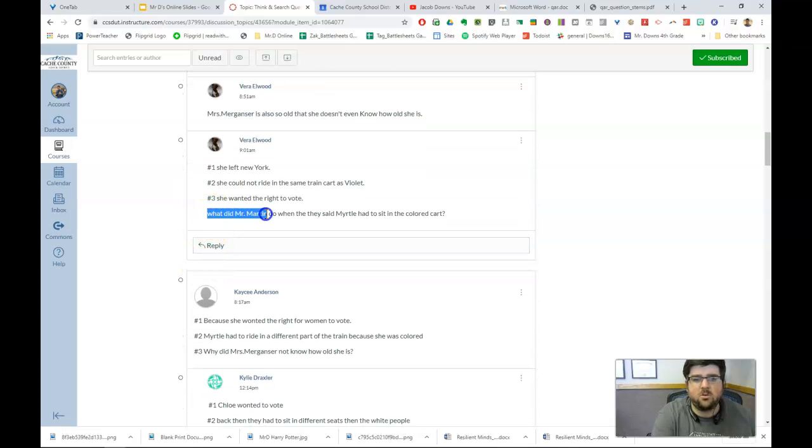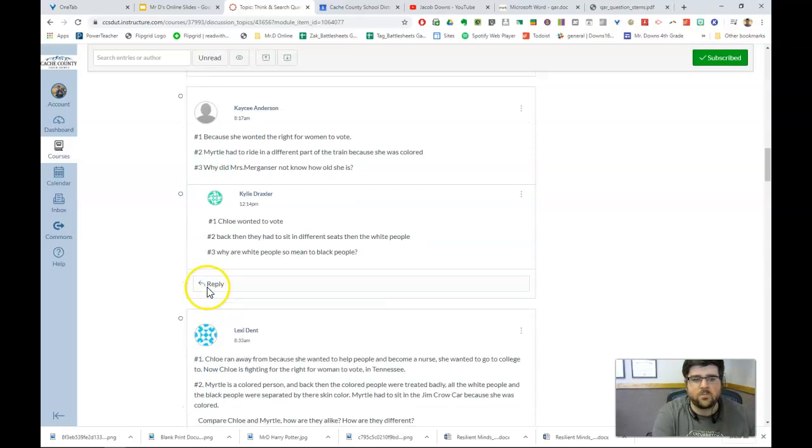What did Mr. Martin do when they said Myrtle had to sit in the colored car? This one might be more of a right there question because Mr. Martin really just protests with the conductor, and we can find that directly in the text. So Vera, I think that's a great question to ask and an important question. I would probably classify that though as a right there question.